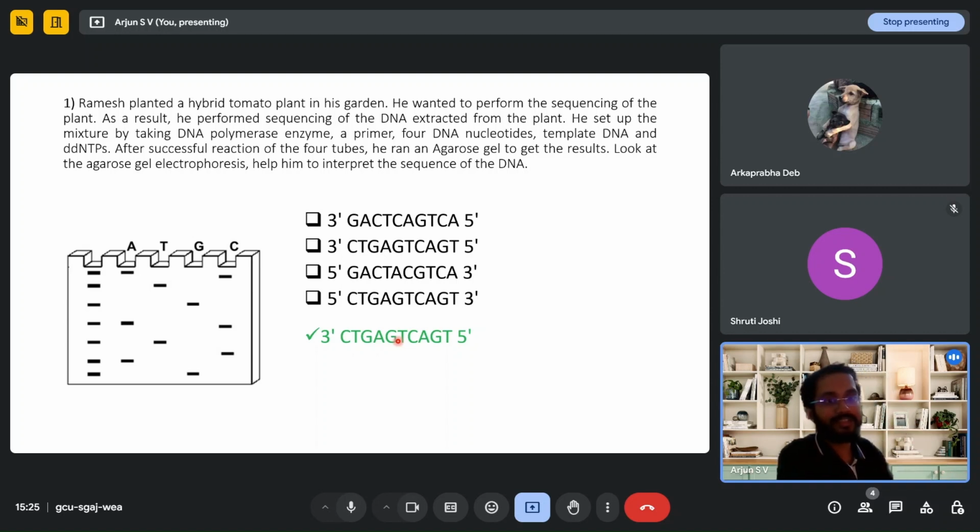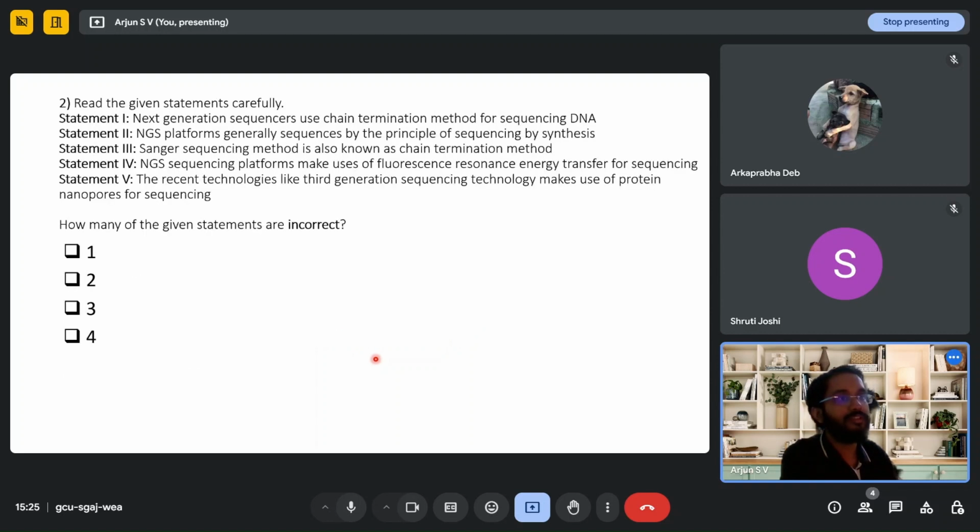So whatever bands are coming in this picture, you should consider the complement of it, and read from the three prime end. We'll come to this question later if any of you other guys have doubts. So I'll move on to the next question.